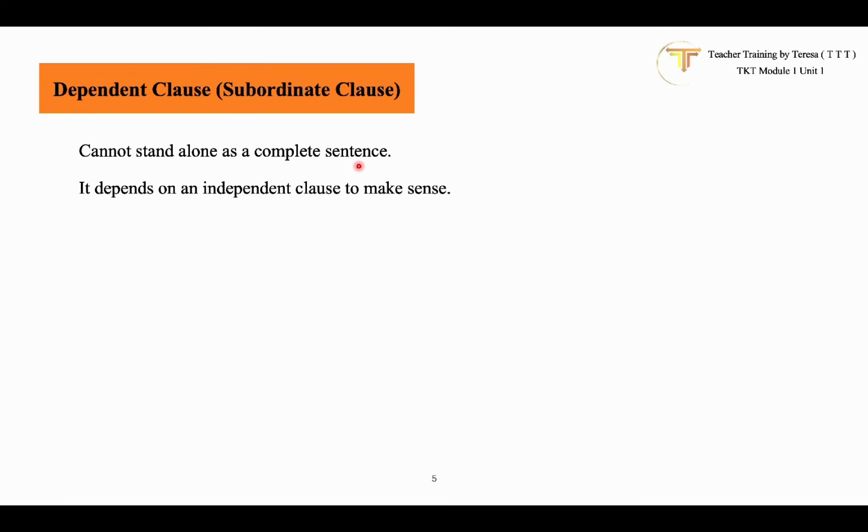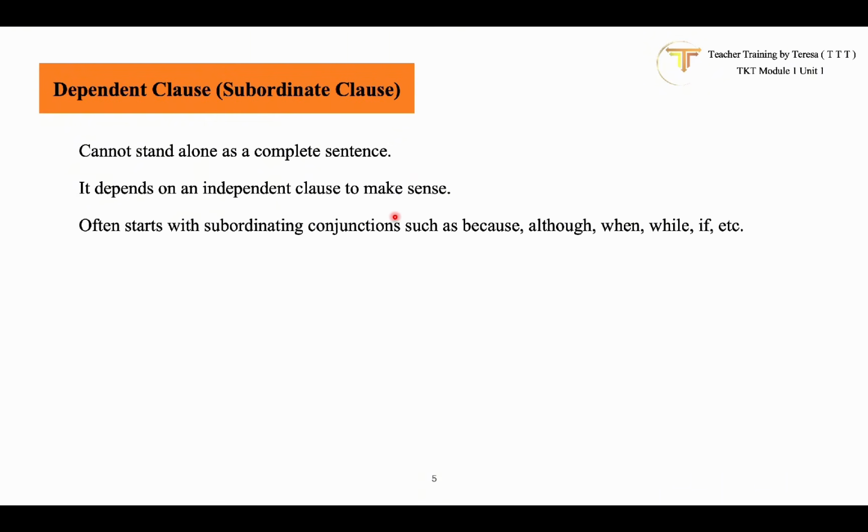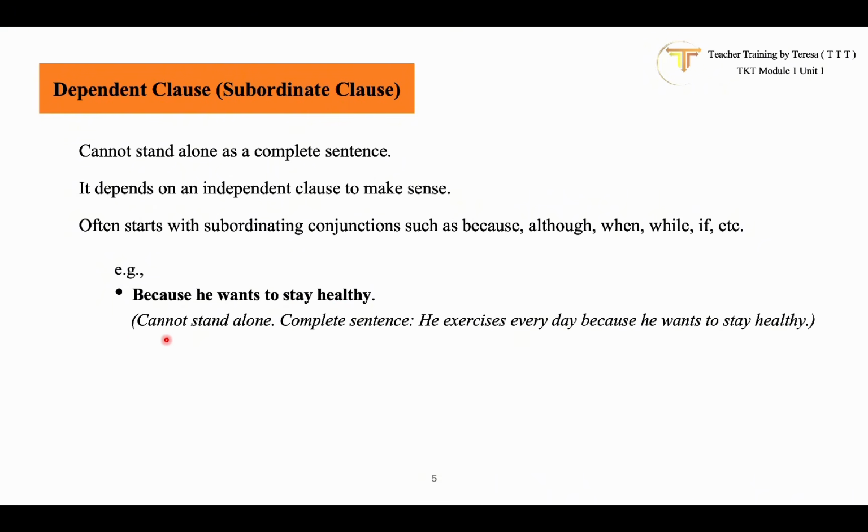I will call you. Dependent clause, or subordinate clause, cannot stand alone as a complete sentence. It depends on an independent clause to make sense. Often starts with subordinating conjunctions such as because, although, when, while, if, etc. Examples: Because he wants to stay healthy. Cannot stand alone. Complete sentence: He exercises every day because he wants to stay healthy.